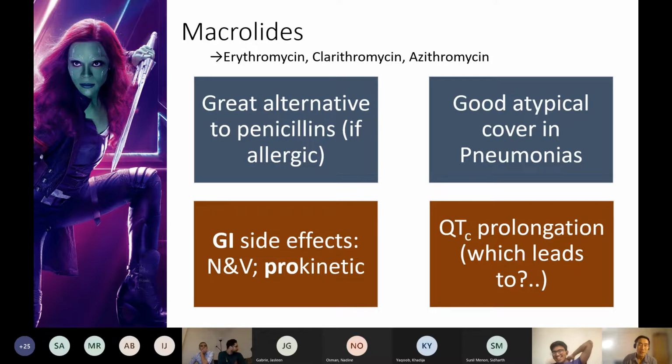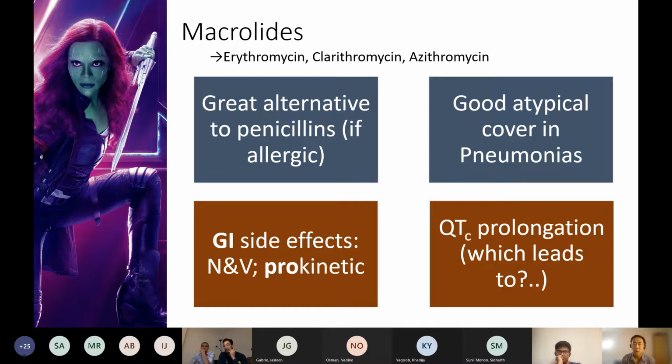Fine. So we've talked about macrolides, and these are the ones that end in mycin. They're a great alternative to penicillin. So pretty much every indication where penicillin is first line, if someone is penicillin allergic, you'll probably go for a macrolide. Particularly in pregnancy, you'll go for erythromycin. So if in doubt, if someone's penicillin allergic and you would have given them penicillin, go for clarithromycin or erythromycin. They've got very good atypical cover in pneumonias.